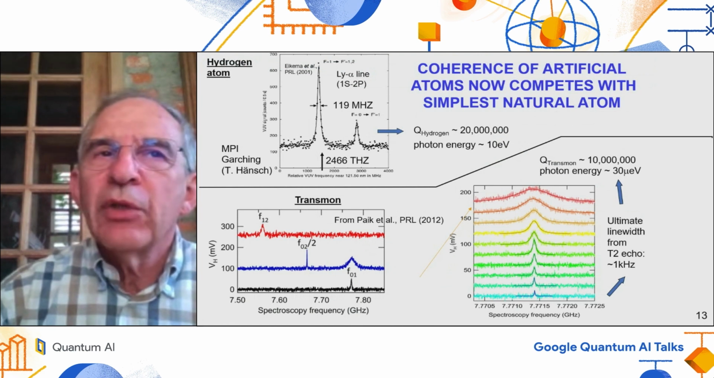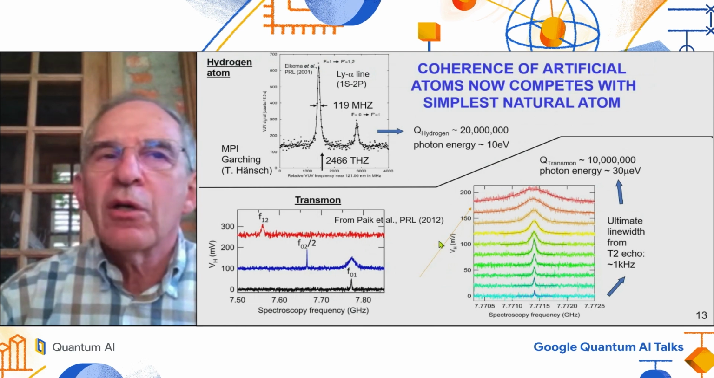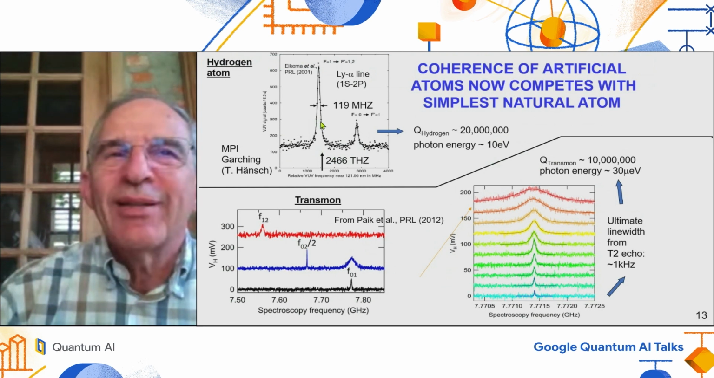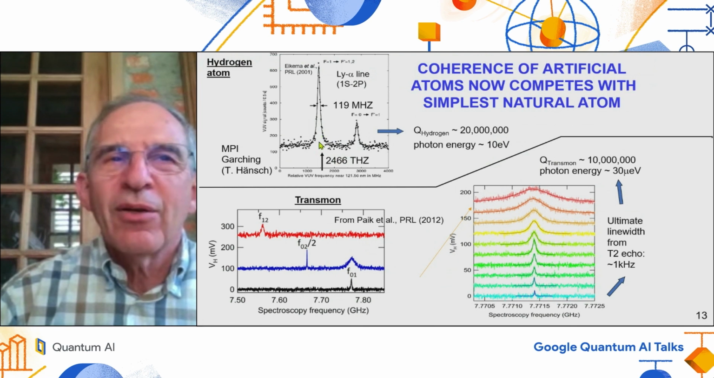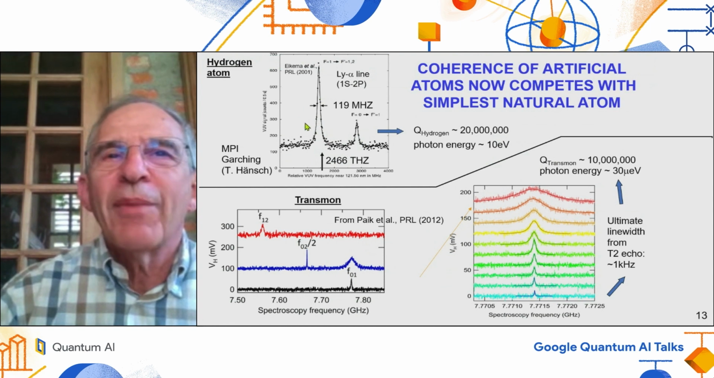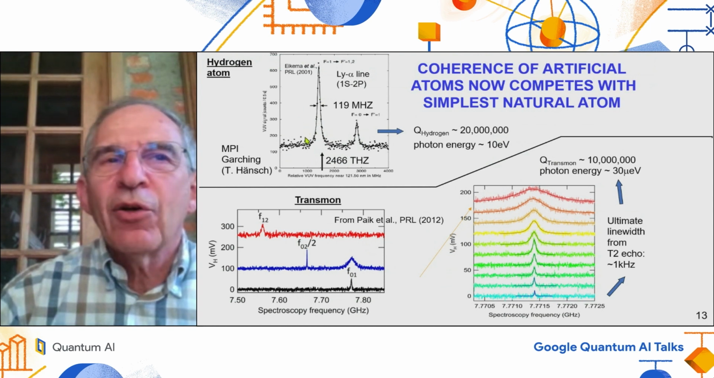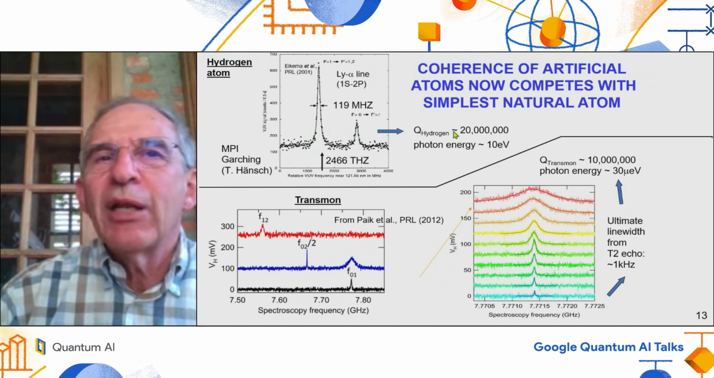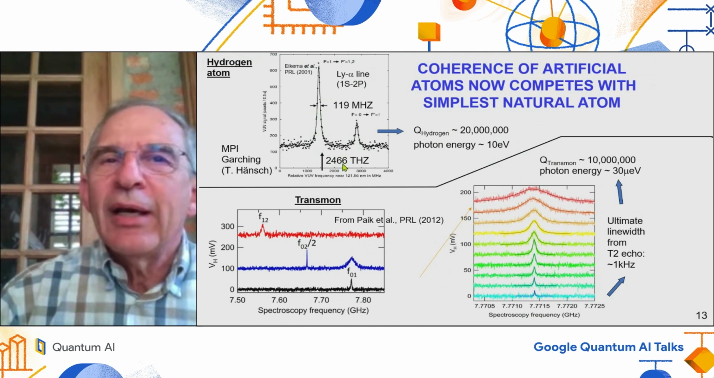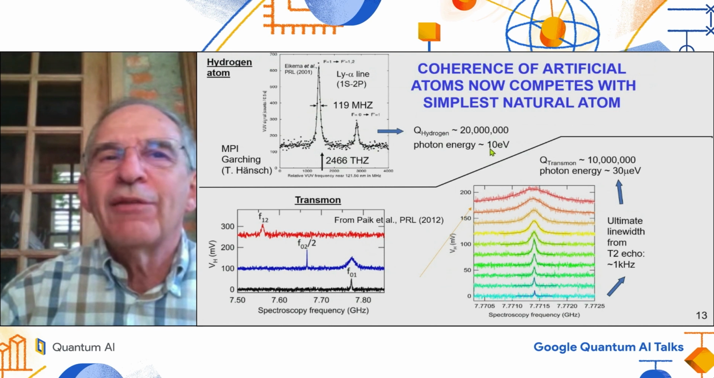Where are we in terms of coherence, this famous quality factor? So here is spectroscopic data of the hydrogen atom showing the qubit transition, the transition between the ground and the first excited state. It is actually a doublet, but we can focus on the main line. And we see that the quality factor of our textbook atom is 20 million. This is basically the transition frequency divided by the width of the line, and this corresponds to photon energies of 10 eV.